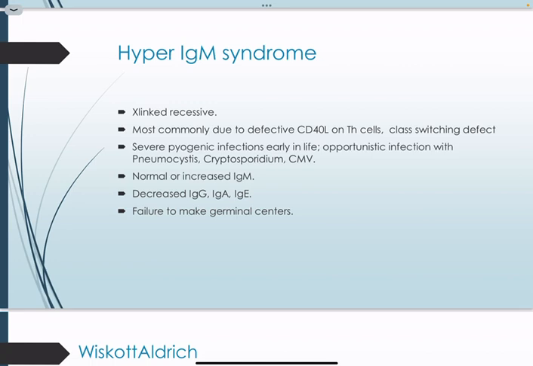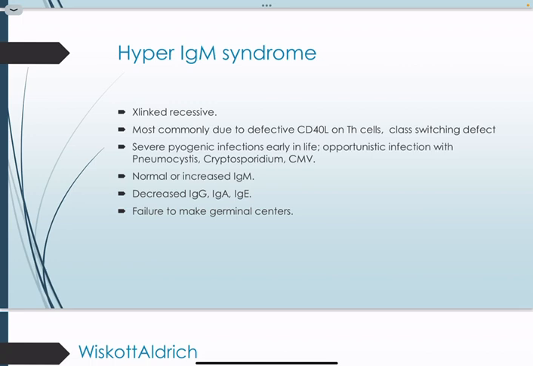Okay? Hyper-IgM syndrome. What do they present with? They present with pyogenic infections early on in life, or pus-forming infections, and opportunistic infections like pneumocystis, cryptosporidium, and CMV. Those infections need a regulated T cell to be fought, all of them. But with the absence of CD40 ligand, the T cell can't do its job. Okay? So they will have serious problems with these infections.